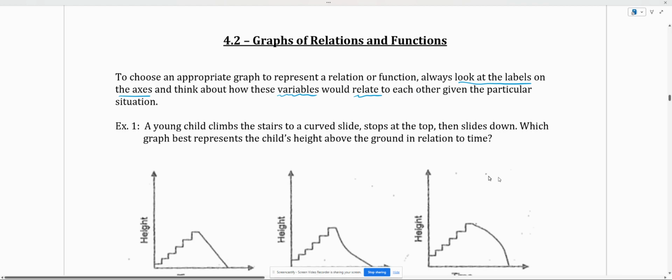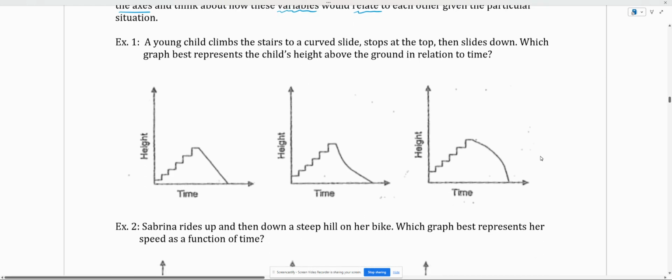in the situation. So our first situation here in our example: a young child climbs the stairs of a curved slide, stops at the top, then slides down. Which graph best represents the child's height above the ground in relation to time? Let's call these A, B, and C. In all three of them, they have the exact same start, and it looks exactly like stairs of someone going up. It's a small child, so they take a step, they stop, they take a step, they stop. So it does have this step-like graph as the height increases off the ground.